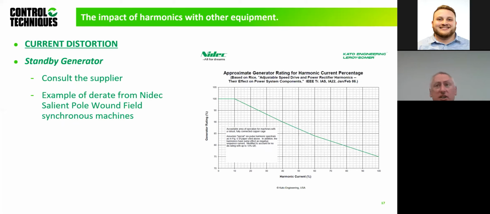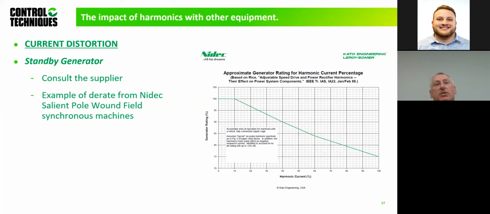So Cato, in this case, this is their derate curve. This is for a typical salient pole wound field synchronous machine. This is what they use. And I guess every manufacturer will have something similar, based on the type of generator you use, a PM machine or an induction machine. So this is purely looking at copper losses with the current total harmonic distortion. So again, if we looked at a typical 6-pulse drive with 50% THD, we're looking at about an 87% derate on the actual generator.